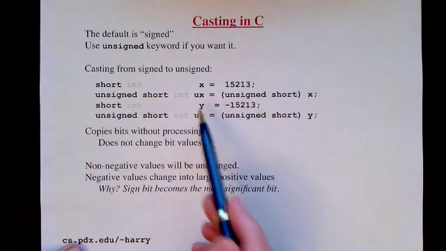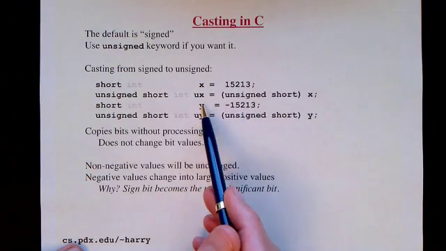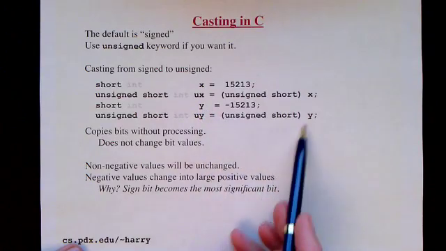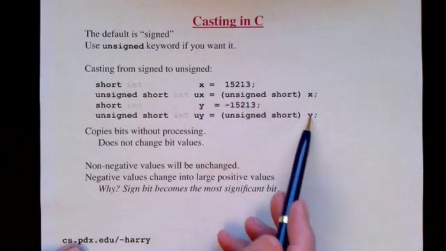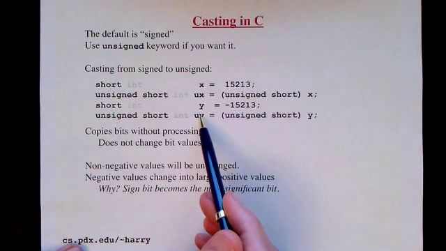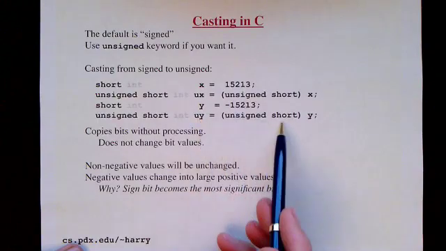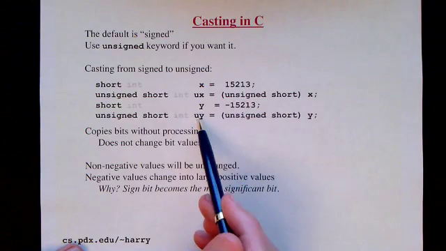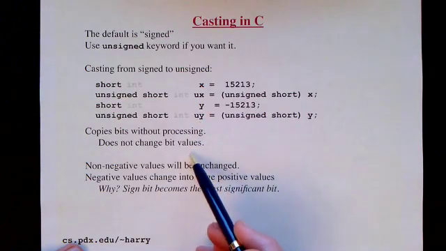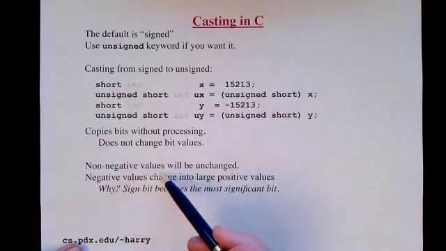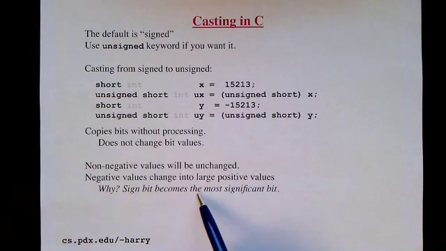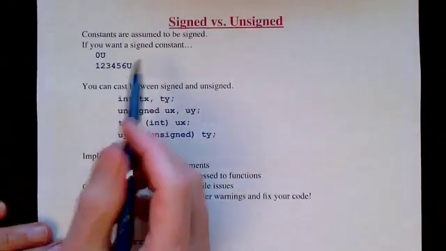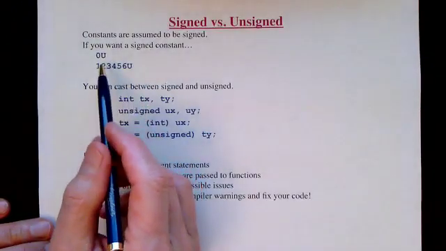So here we have another example where we have a signed half word, and we're moving it into an unsigned half word. And this time the value of y is a negative number, and you can't represent negative numbers with the unsigned notation. So it's going to just copy the bits over directly, and what you'll get is a value that you don't expect. Negative values will get changed into large positive values. The sign bit becomes the most significant bit and is no longer a sign bit, but is actually a significant part of the number.